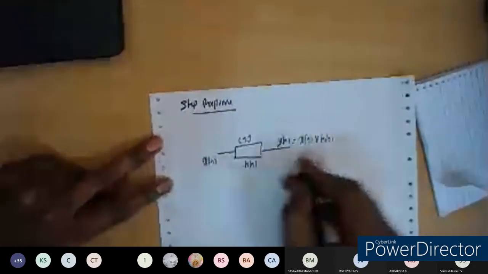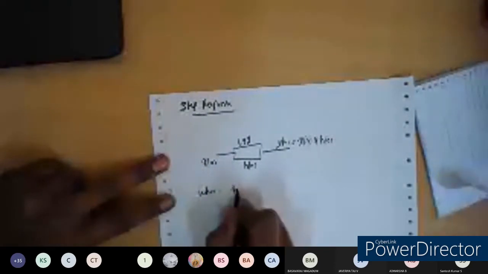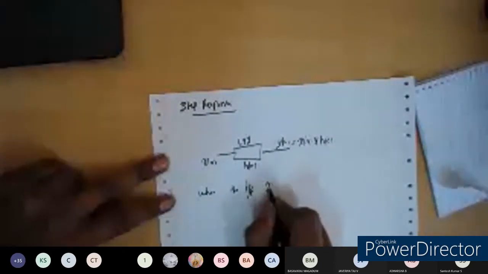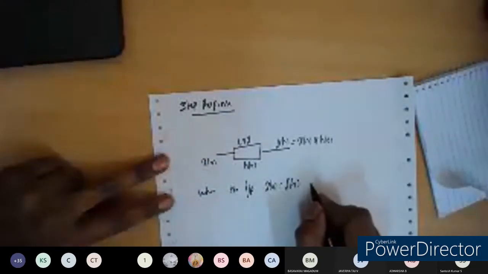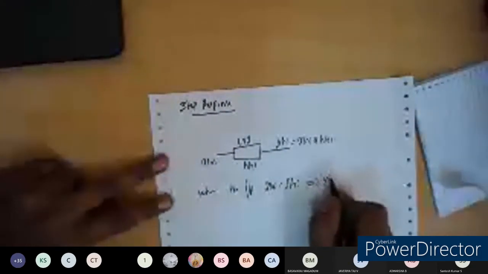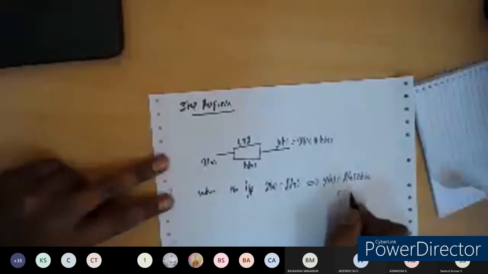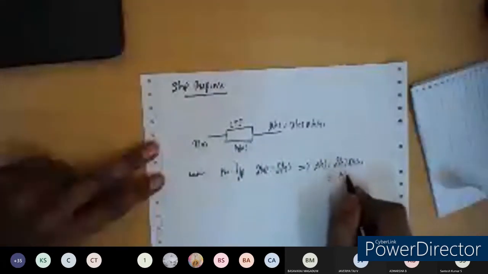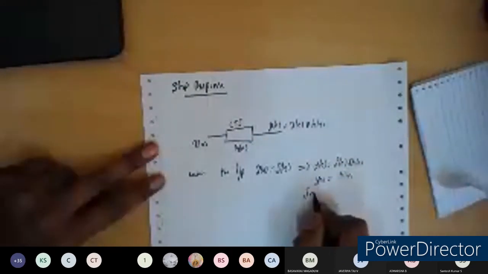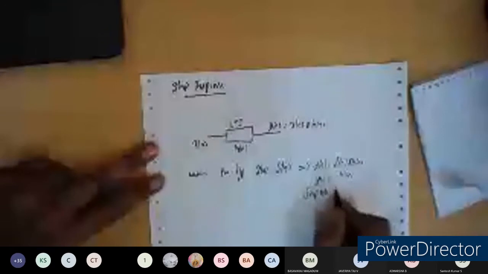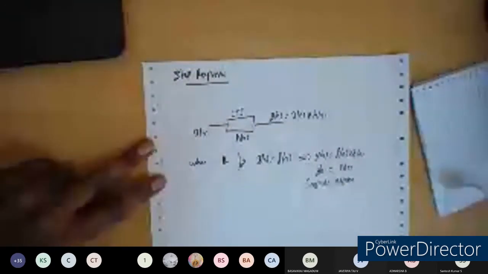Suppose for this system, when the input x of n is equal to delta of n, then the output y of n is nothing but delta of n convolution with h of n. Delta of n convolution with h of n is nothing but h of n only we are going to get here. Such a response you are going to call the impulse response. We have already seen this.